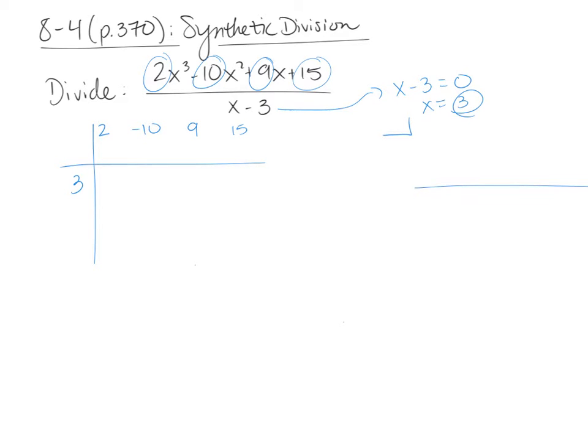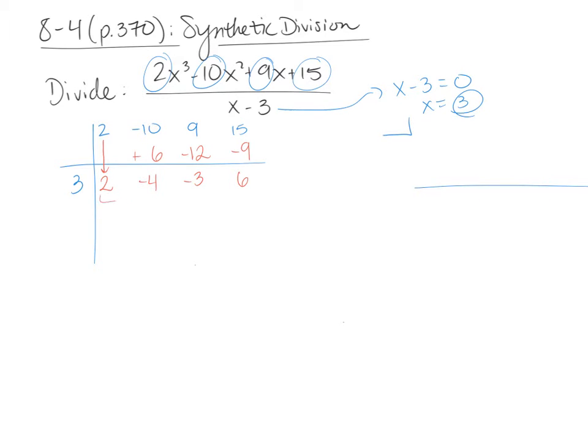Step 1, take the first constant and bring it down. Now multiply 3 times 2, that's 6, and put it up underneath the negative 10. Negative 10 plus 6 is negative 4. 3 times negative 4 is negative 12. Put that underneath the 9. 9 minus 12 is negative 3. 3 times negative 3 is negative 9. That goes underneath the 15. 15 minus 9 is 6.